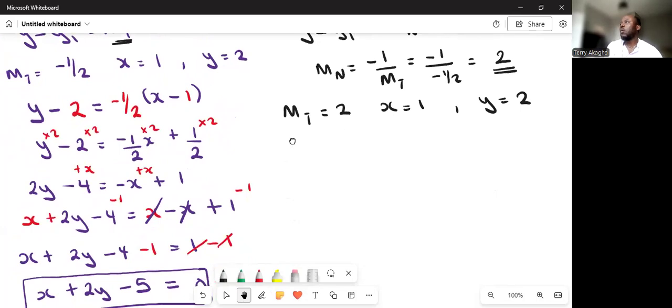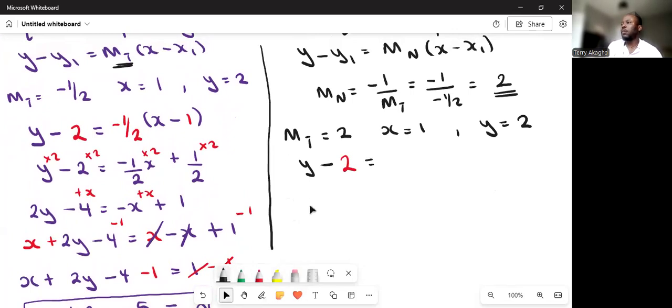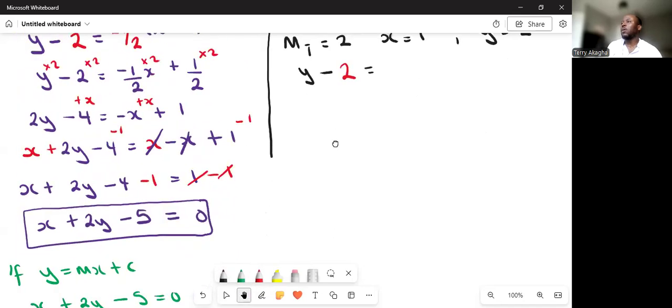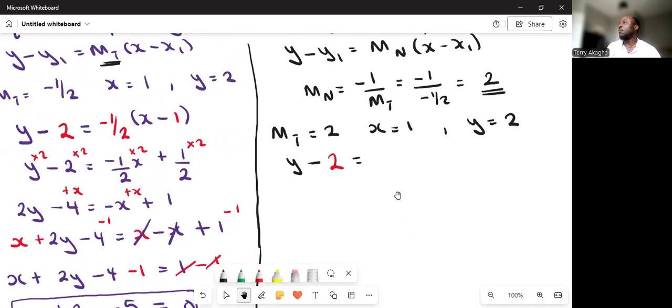So we're going to have y minus our y1, which is 2, will be equal to, and you can draw a straight line here so that you can know it's different. Let me do that so that some students will not get confused while solving. Okay, that looks good now. So we now have y minus y1 is equal to mn, mn is 2, times x minus our x1, which is 1. And that is that for that.